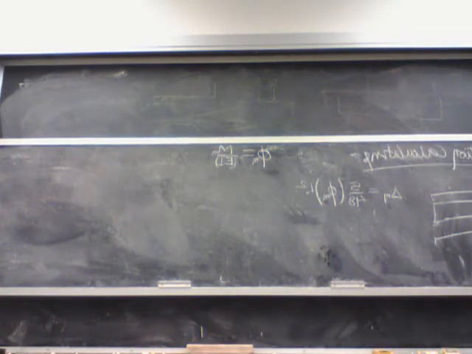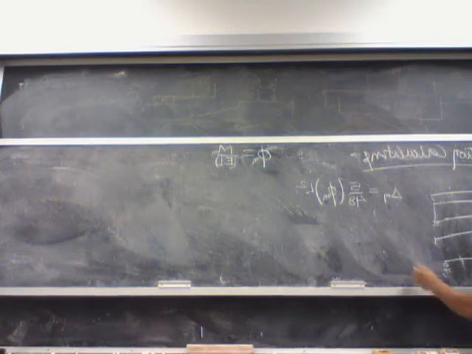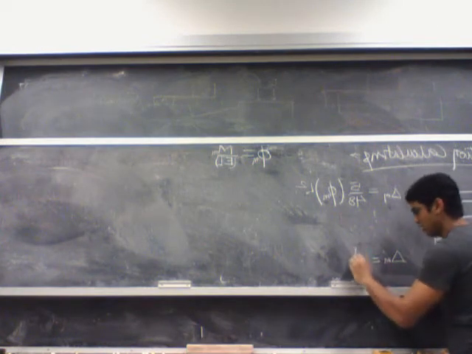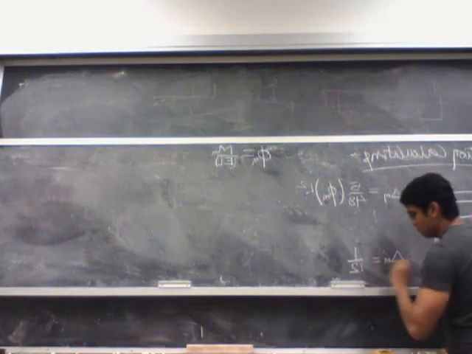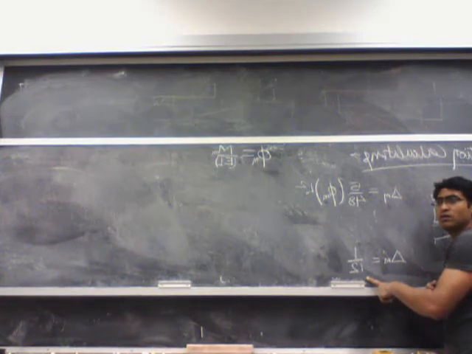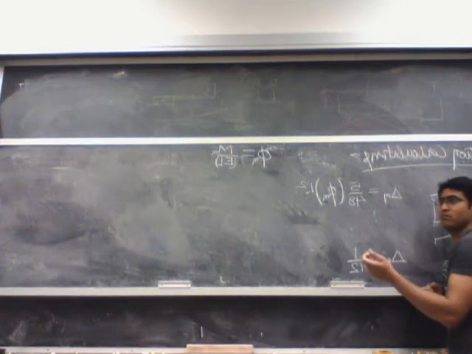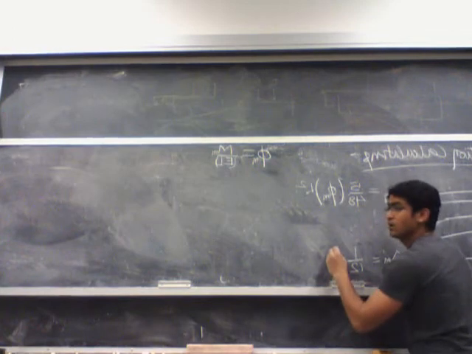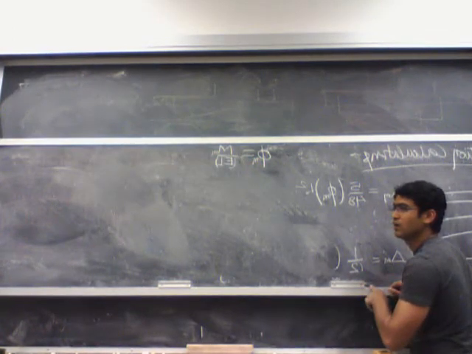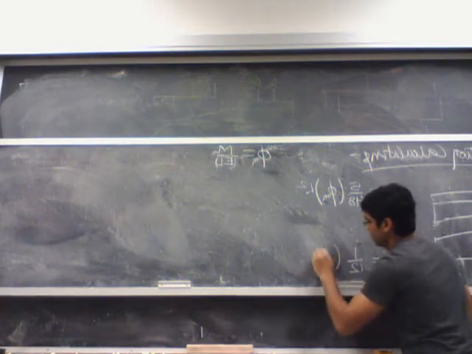Similarly, if I have the same beam, but with a point load on it, in that case my delta M is given by, I think, 1 over 12. Is it 1 over 12 or 1 over 8? Just check your notes. No, I think it's 1 over 12.